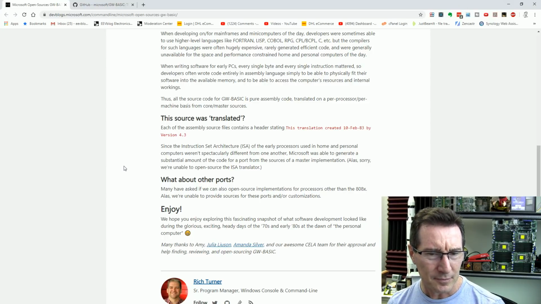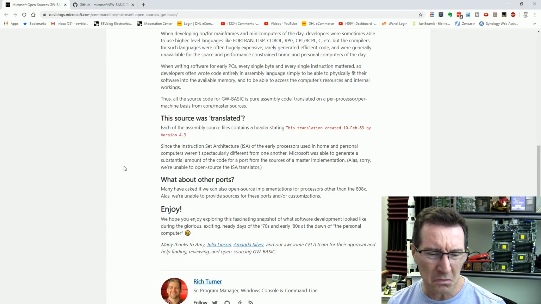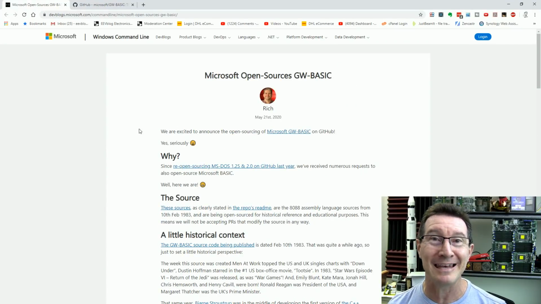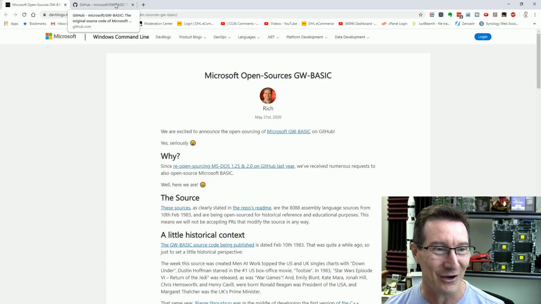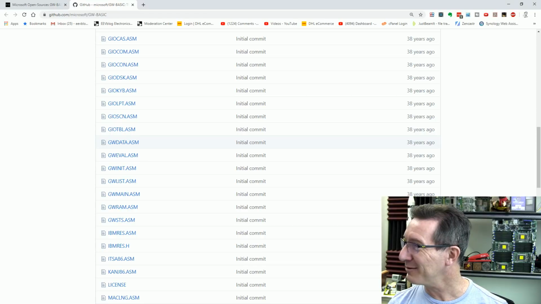So they had a translation program to generate this assembly code? If you know more details about that, please post it in the comments down below. But anyway, this won't be an analysis because I haven't done 8088 assembly language for like 30 years. I did a bit of it and I forget all of it. So yeah. Anyway, I've downloaded it from the GitHubs here.